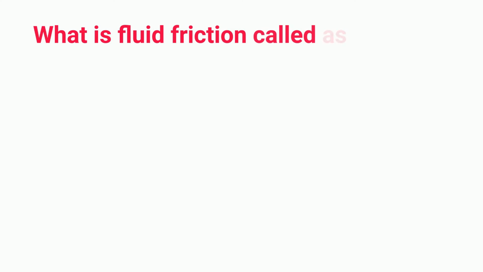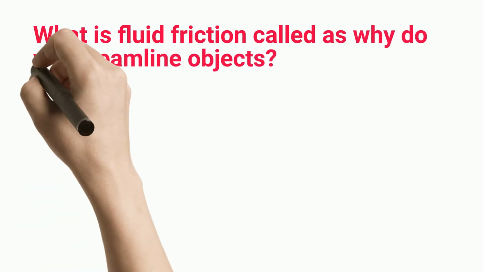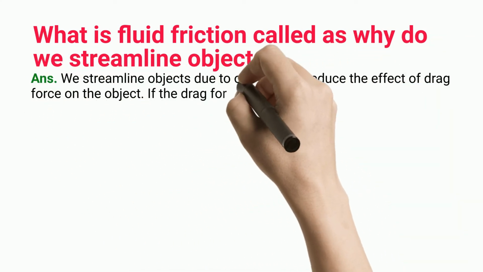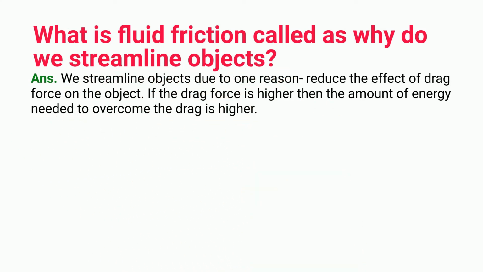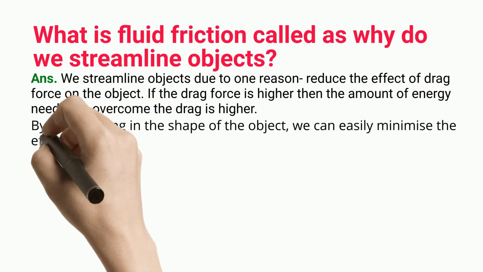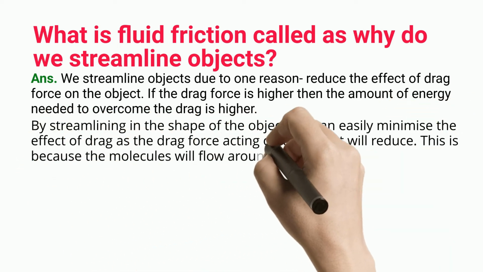What is fluid friction called, and why do we streamline objects? We streamline objects for one reason: to reduce the effective drag force on the object. If the drag force is higher, then the amount of energy needed to overcome the drag is higher. By streamlining the shape of the object, we can easily minimize the effective drag, as the drag force acting on the object will reduce.